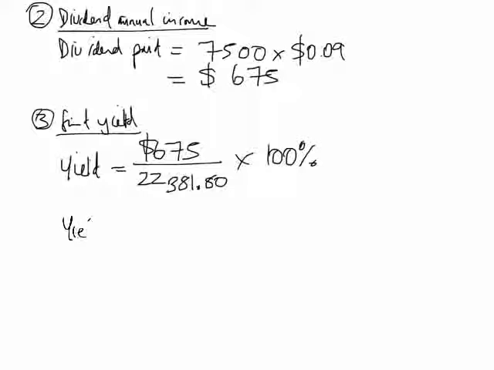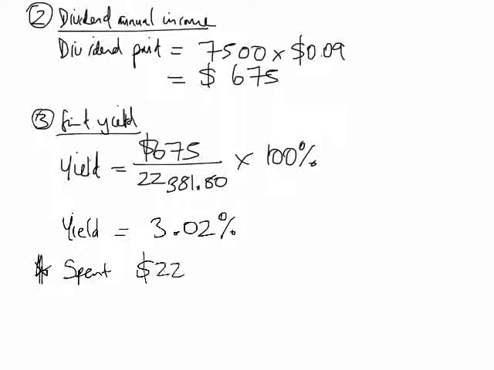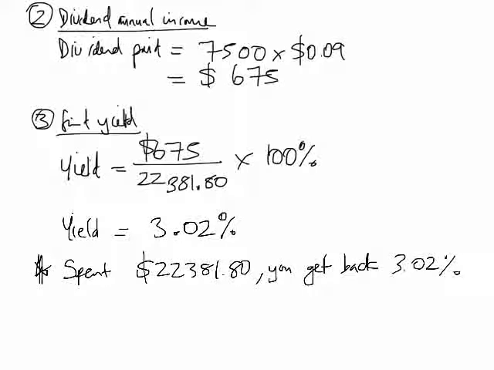So the yield is going to be 3.02%. And so what is that saying? That's saying you spent $22,381.80 originally to buy those shares. You get back 3.02% of that investment each year through dividends.